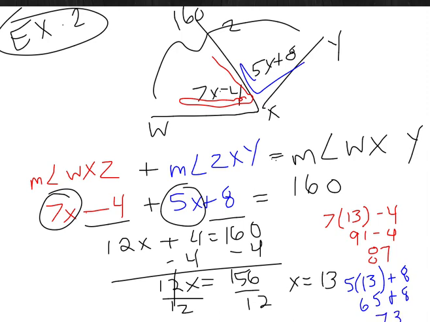Now to check that we've done this all correct, we want to add our angles back up together. So we get 87 plus 73. When I add those two together, I get 160. Okay, so we've done this problem correctly.